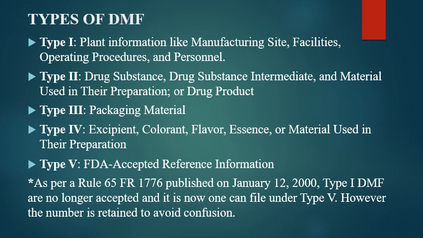Type 2 DMF talks about drug substance, intermediate, material used in the preparation of the drug product. That is the API or the intermediates used in the preparations. Type 3 talks about the packaging material used, and Type 4 is all about excipient, colorant, flavoring agent, essence or materials used in their preparations. Type 5 is FDA accepted reference information. What are the references which we used, and those should be FDA accepted.